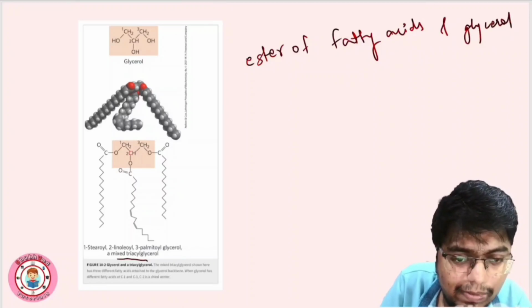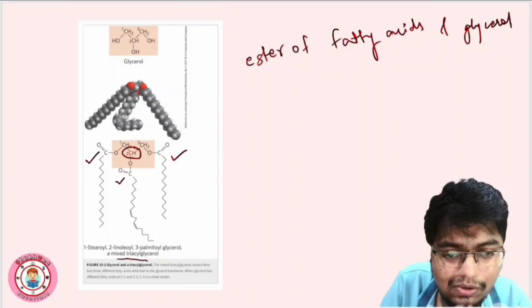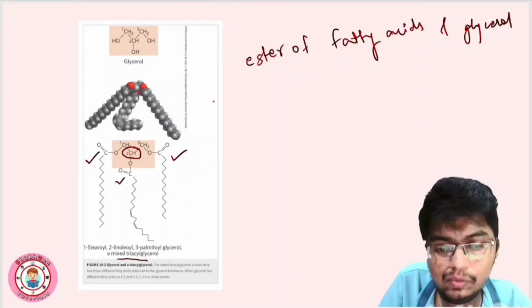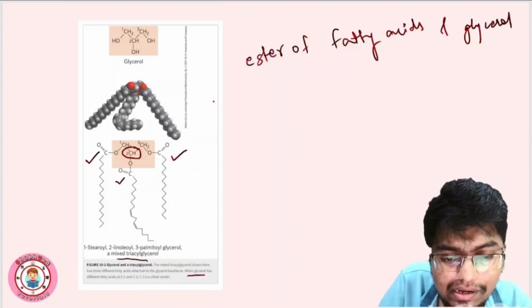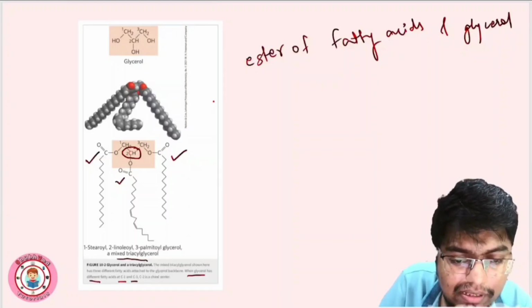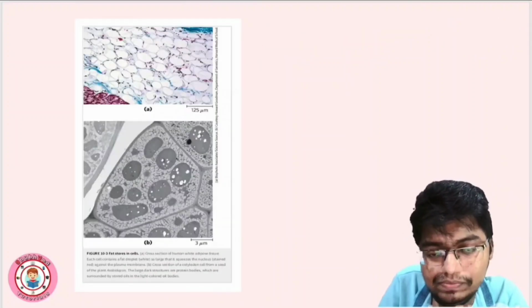In this case, all the three fatty acids are different. Okay, and when the three fatty acids are different, this is the chiral carbon, right? This shown in red is the chiral carbon. You can see it is written, when glycerol has different fatty acids at C1 and C3 position, C2 is the chiral carbon.